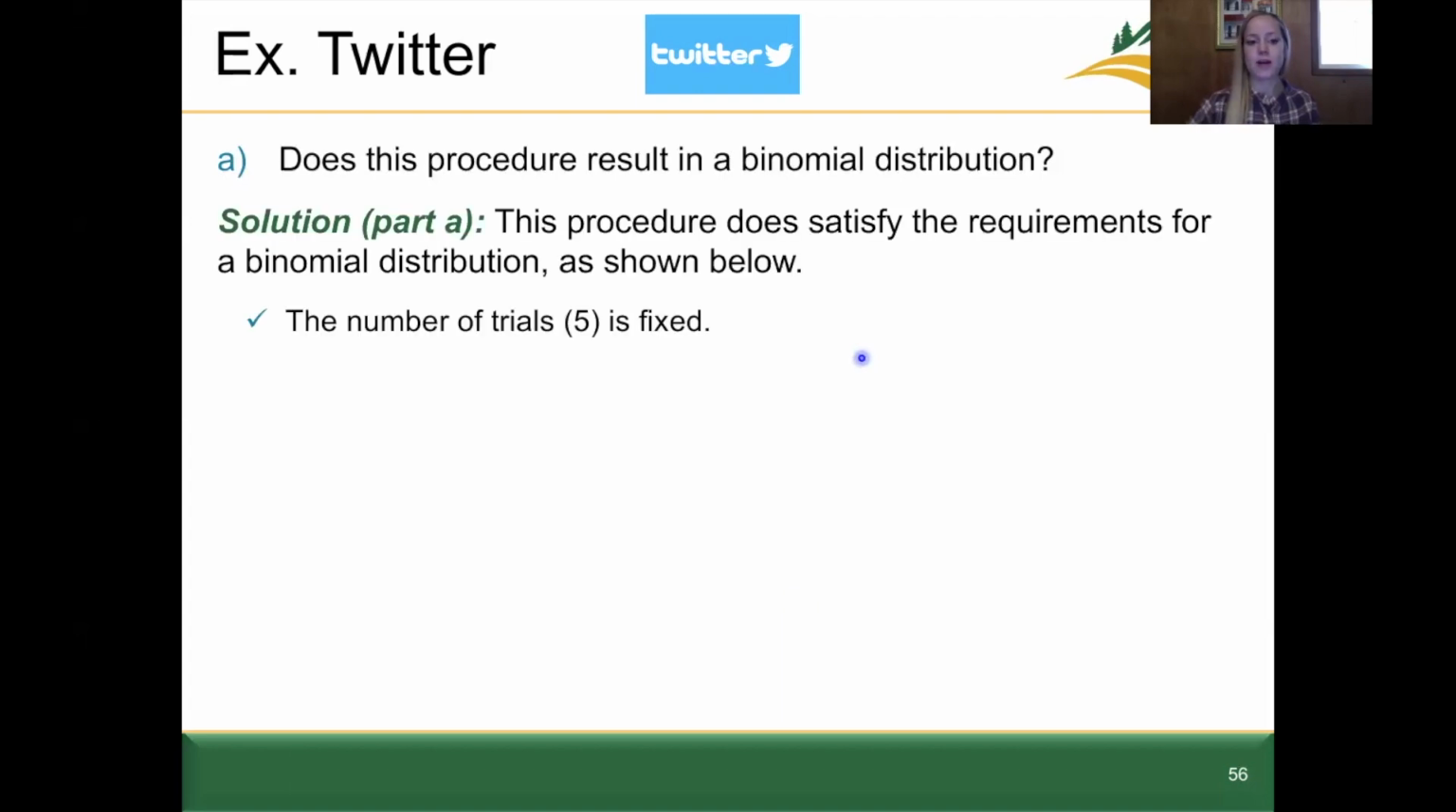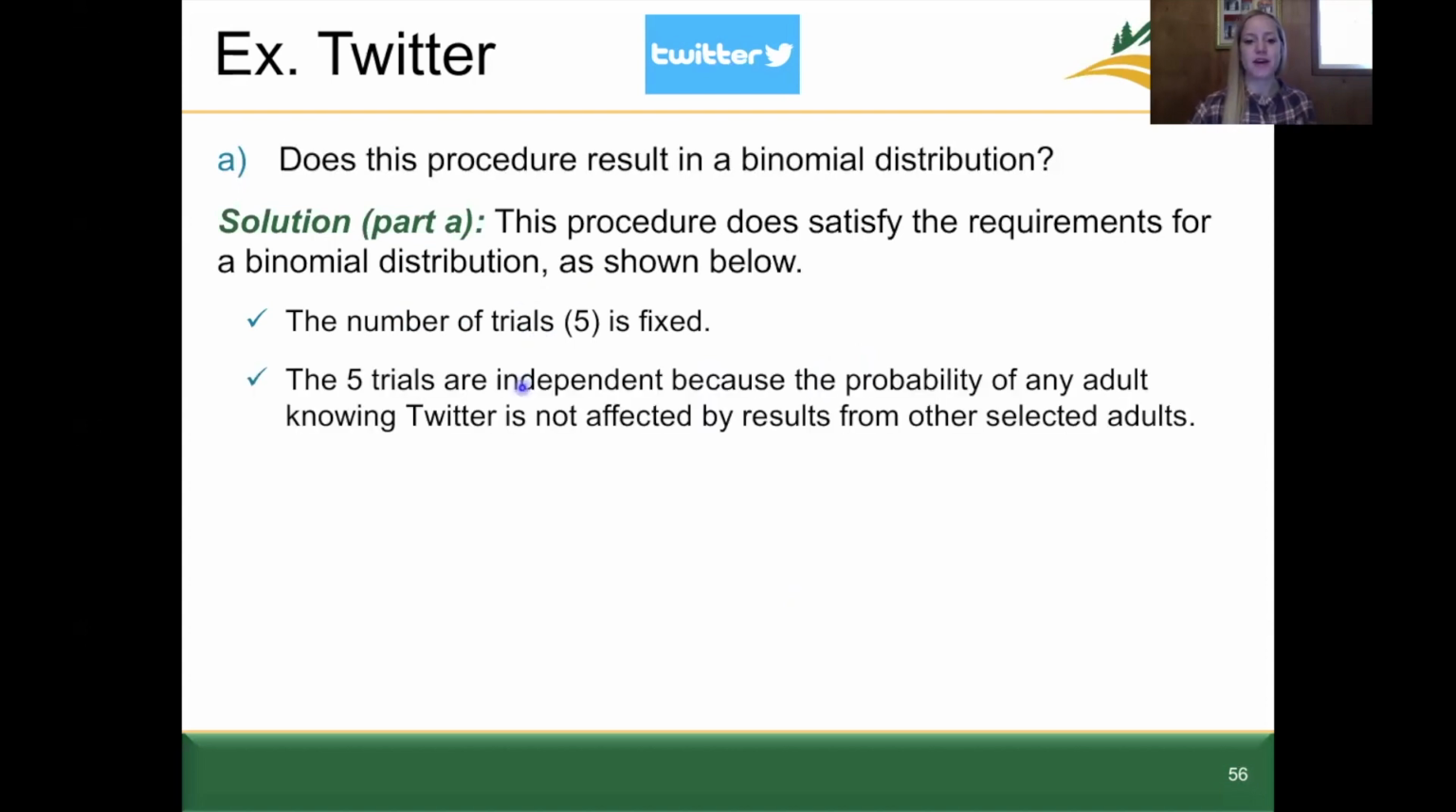So the first requirement is satisfied because the number of trials is fixed. It's only 5. Our next requirement, these 5 trials are independent because the probability of any adult knowing what Twitter is is not going to be affected by results from other selected adults, especially when we're selecting adults in a completely random sample that don't know each other, where this person doesn't impact what this person is thinking.